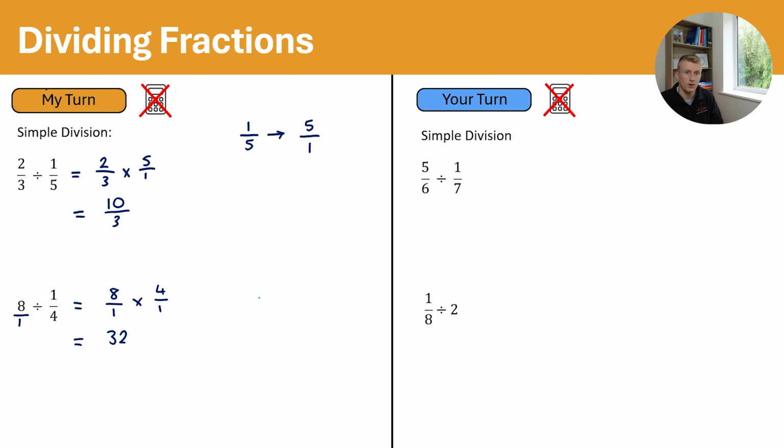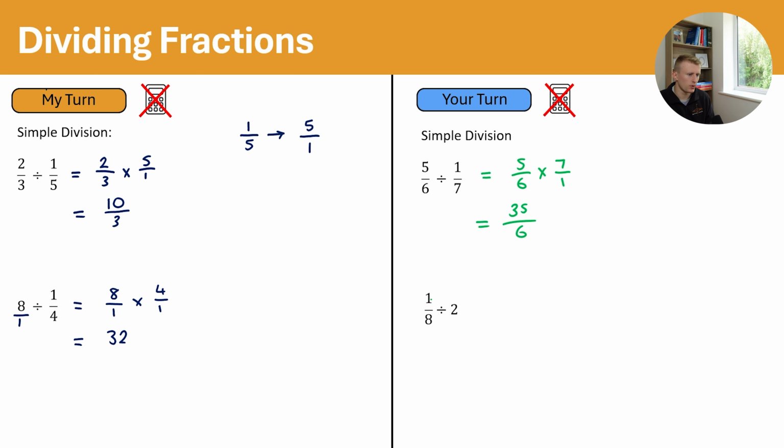Give these two questions a go, and then I'll run through them. Okay, let's have a look. So 5/6 divided by 1/7 is equal to 5/6 multiplied by 7/1. Multiply your numerators. 5 multiplied by 7 is 35. And then 6 is on the denominator.